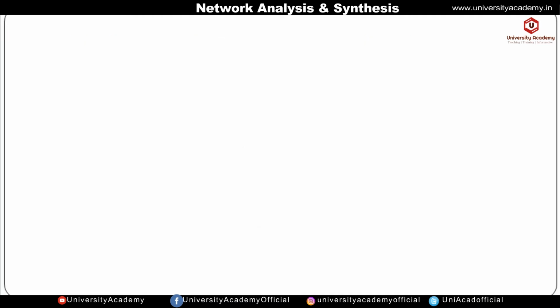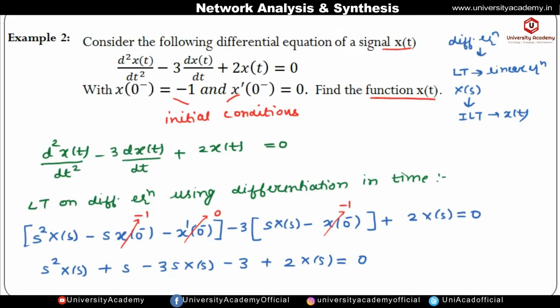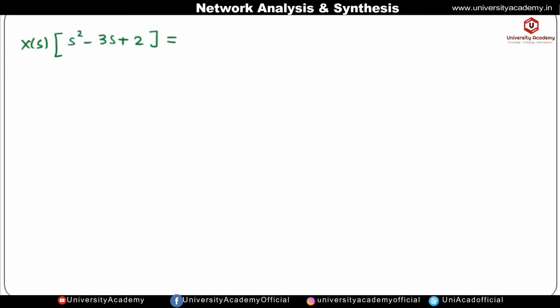So now let us take X of s common, we will be getting s square minus 3s plus 2. Okay, and the remaining term, that is s minus 3, will go on the right hand side, it will become minus s plus 3. So this will be equal to minus s plus 3. So from here we are getting X of s as minus s plus 3 whole divided by s square minus 3s plus 2.